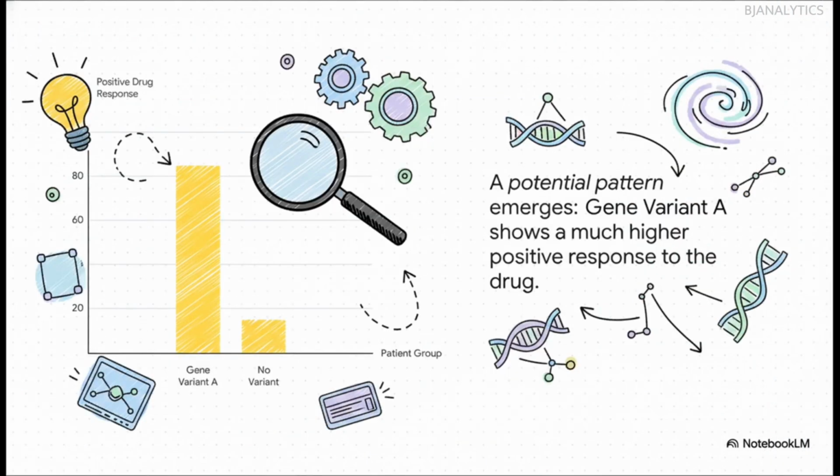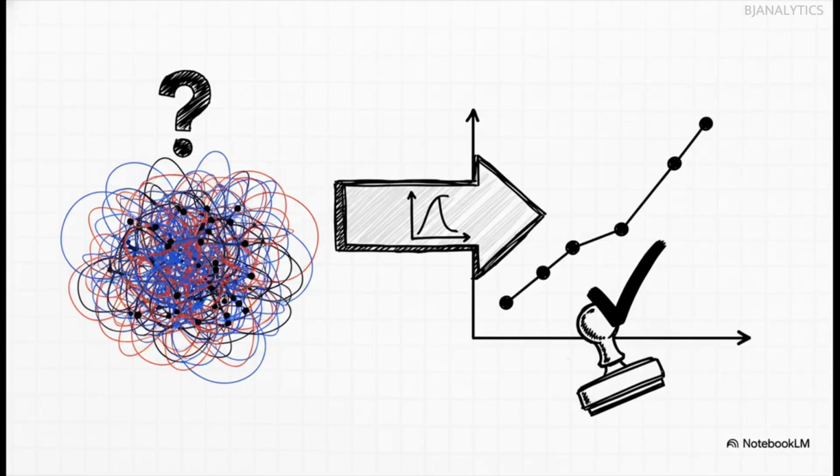Okay, now the computational tools get to work. They start sifting through all that data, and they might spit out a chart like this one, which highlights a really interesting potential pattern. All of a sudden, it looks like patients with a specific version of a gene, we'll just call it gene variant A, are responding much, much better to the drug. That is a powerful clue. But is it a real clue, or is it just a random fluke?